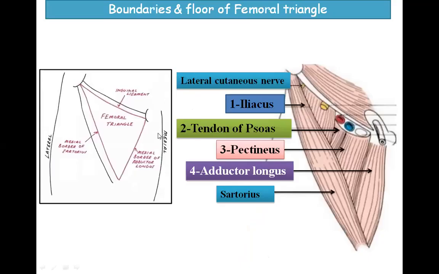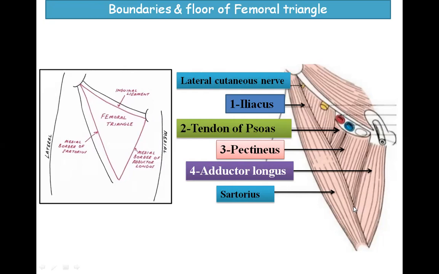Coming to the boundaries and the floor of the femoral triangle, it is a triangular space. Base is directed upward and the apex is directed downward. Base is formed by the inguinal ligament. Medial border is formed by the medial border of the adductor longus. Lateral boundary is formed by the medial border of the sartorius muscle. And the apex is formed by the meeting of the lateral and the medial borders.